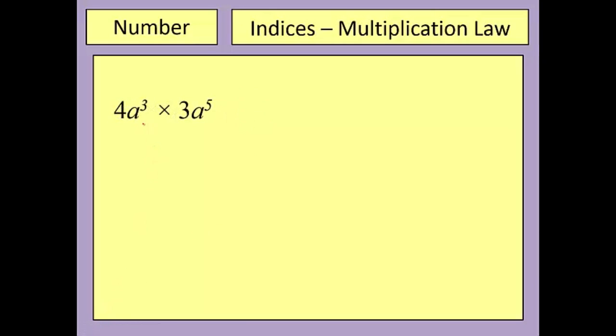Okay, one more example. Now this one's slightly different. We're still going to deal with the a to the 3 and the a to the 5 in the same way. So that would give us a to the 8, because we add the 3 and the 5 together, which makes 8. But we're going to multiply the numbers in front. So 4 and 3 here multiply to give 12. So whilst we add the powers, we still multiply the numbers in front. So we end up with 12a to the power 8.